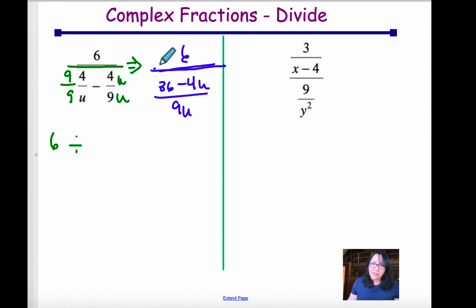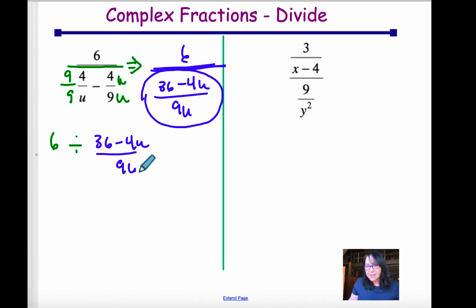So now this is 6 divided by the reciprocal of that. Right? So that's divided by 36 minus 4u over 9u. I could definitely go right to the next step. If you wanted to skip this step, you could. And then you would get 6 times the reciprocal, which is 9u over 36 minus 4u.